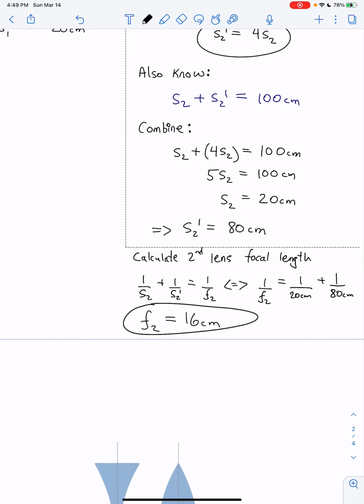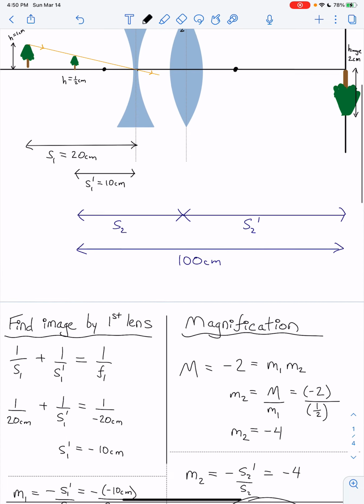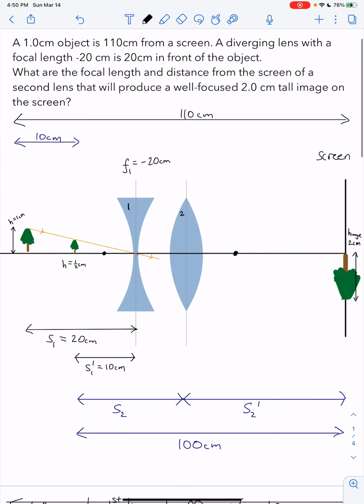All right, so we know the focal length of the second lens. And what else? Were we asked for anything else? Let's just verify we've done everything. So what are the focal length? Okay, we've got that. And the distance from the screen, well, we've got that, of the second lens that will produce a well-focused 2 centimeter tall image. Okay, we've got everything. And so we're good.